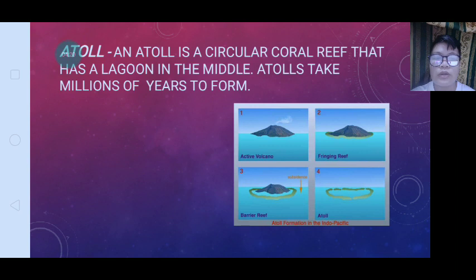Scientists theorize that atolls are fringing reefs that form around a small, low-elevation island, going from an active volcano to a fringing reef, then a barrier reef, and number four is an atoll.